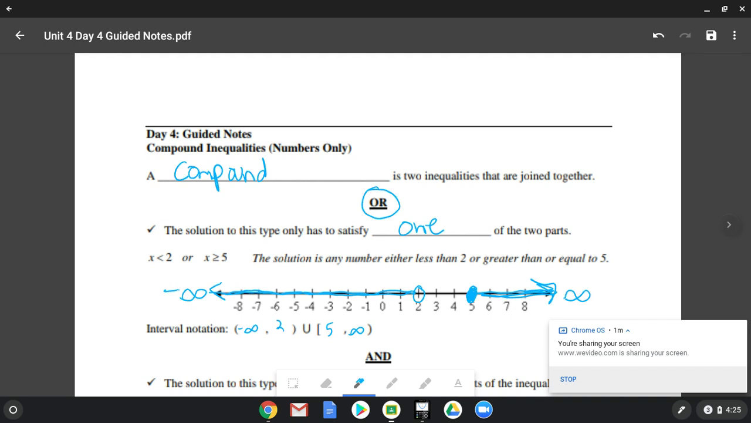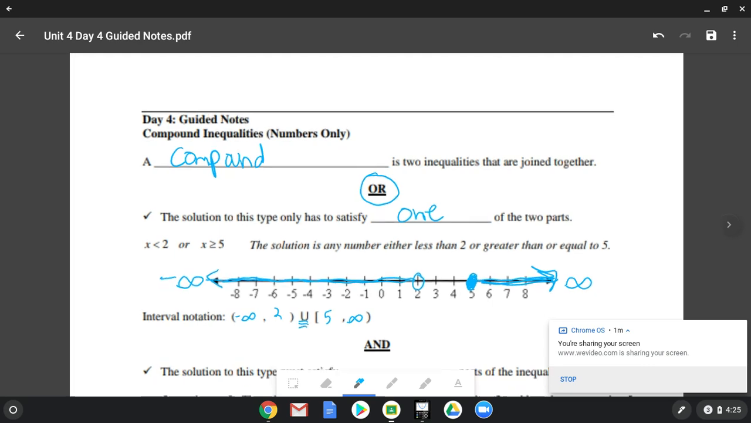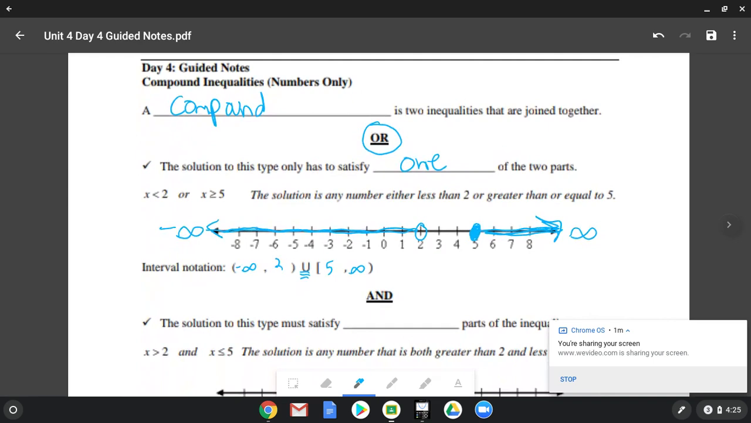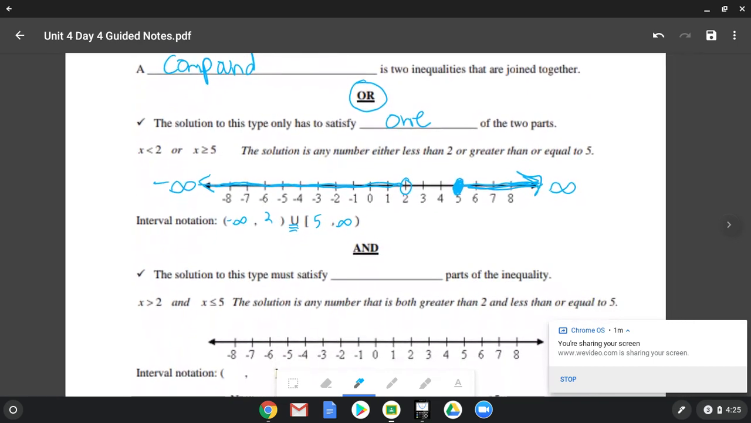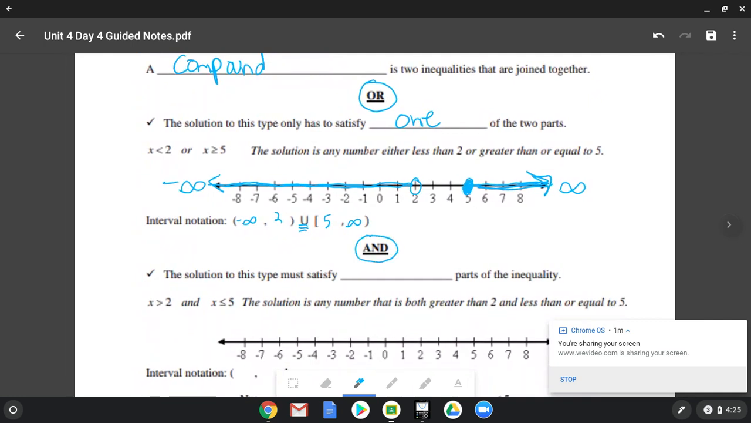And if you notice for the ORs, it has this U in between, okay? So you'll notice that on your multiple choice stuff, for ORs, it always has a U. And then for an AND type of inequality, so this is the other type that we've talked about, the AND must satisfy both parts of the inequality.